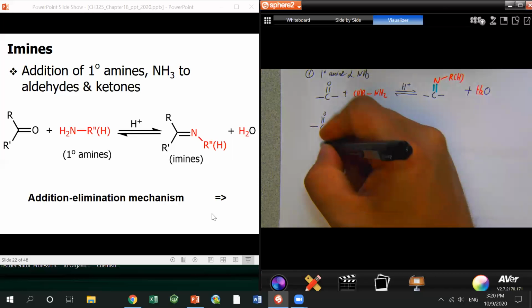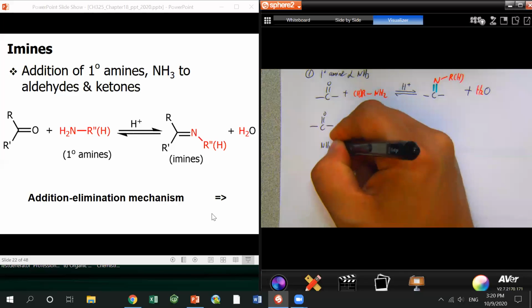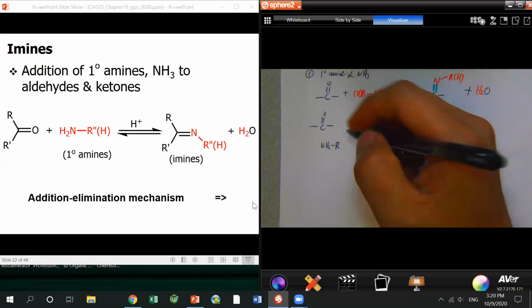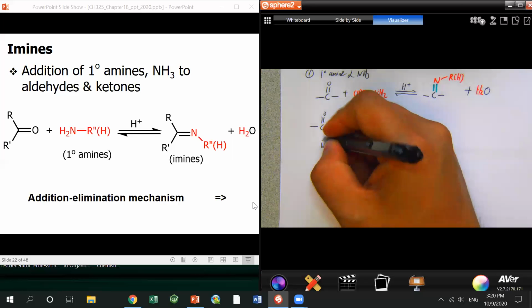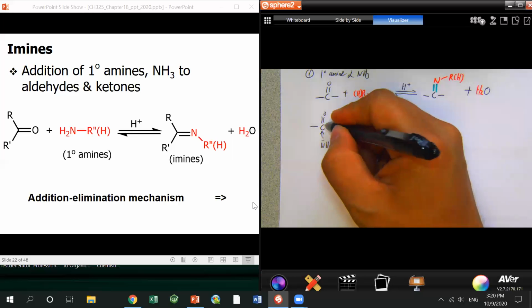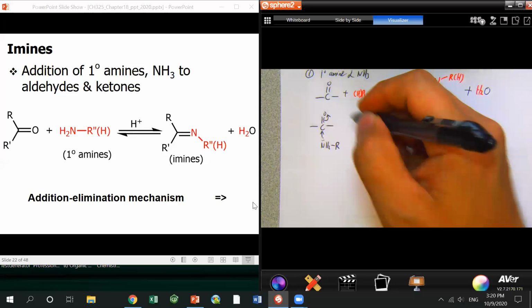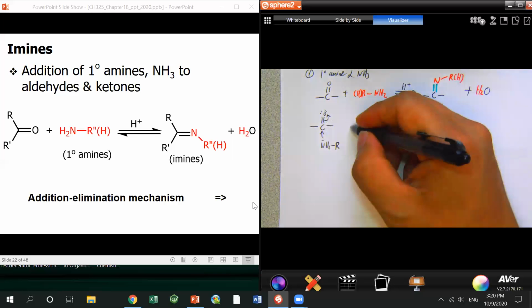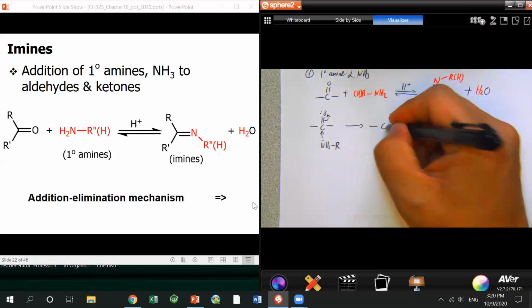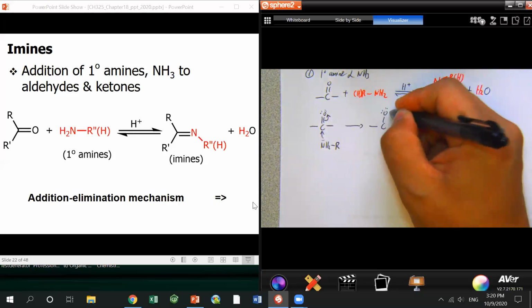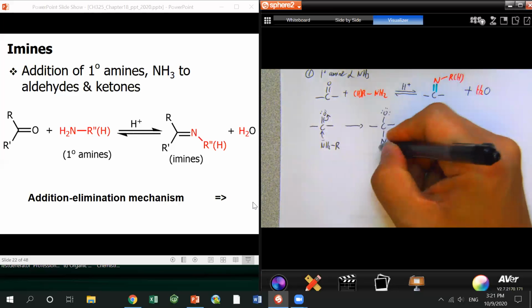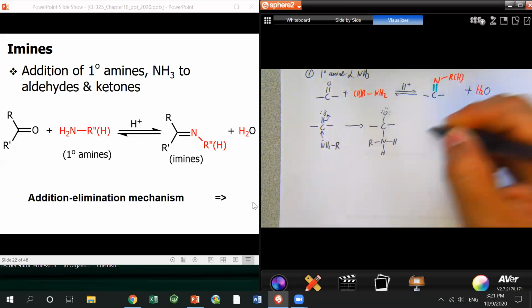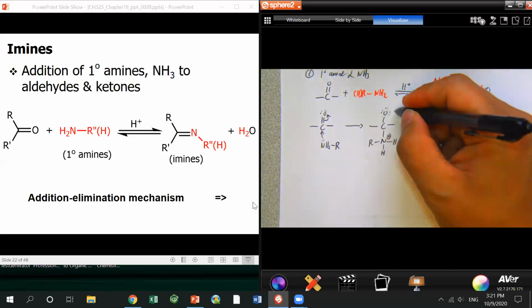Because I use the primary amine as the example, and a primary amine is a relatively strong nucleophile, in this case the lone pair on the nitrogen can directly attack the carbonyl carbon and open the pi bond. Maybe I should draw the lone pairs on. So you generate something like this, with a positive charge on the nitrogen and a negative charge on the oxygen.